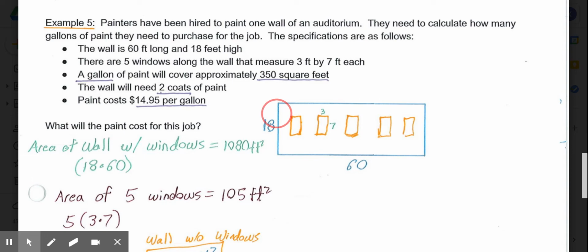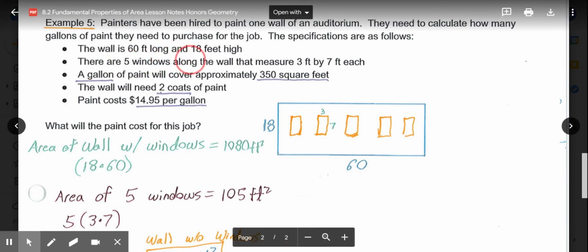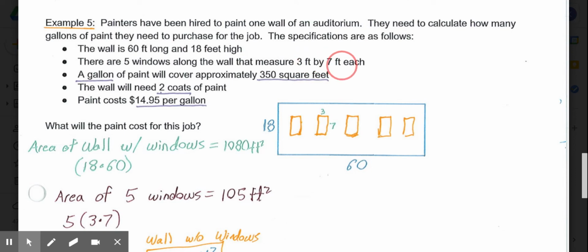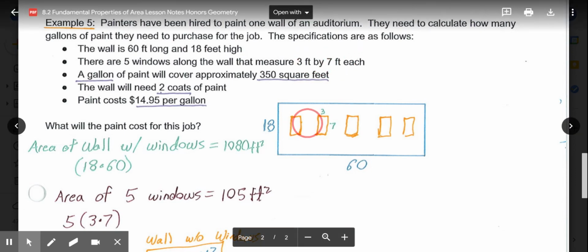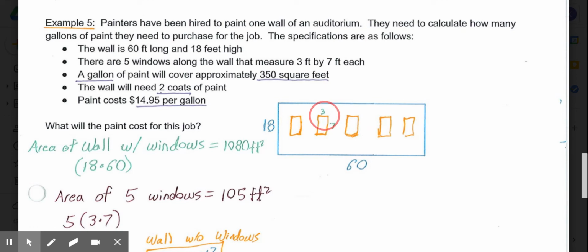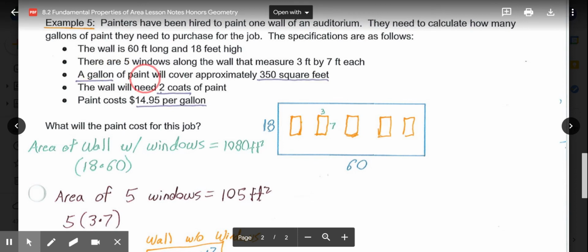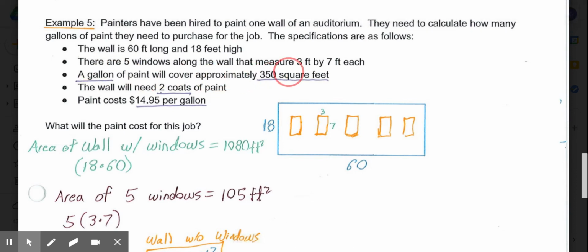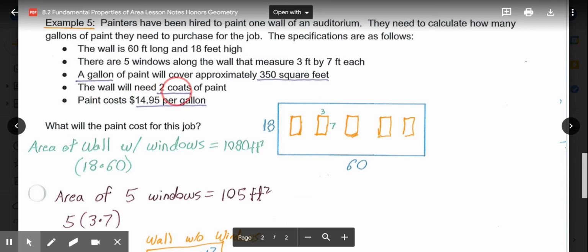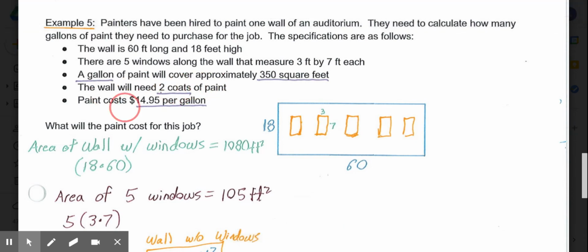So I just drew myself a rectangular wall, 60 feet long, 18 feet high. Then it tells us there's 5 windows on that wall that measure 3 feet by 7 feet each. So I drew in my 5 windows, and I know each of them are 3 by 7. Then they told us a gallon of paint is covering approximately 350 square feet. The wall needs 2 coats of paint, and each gallon is $14.95.